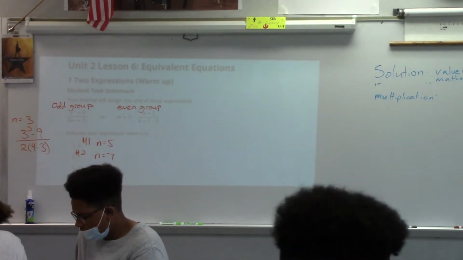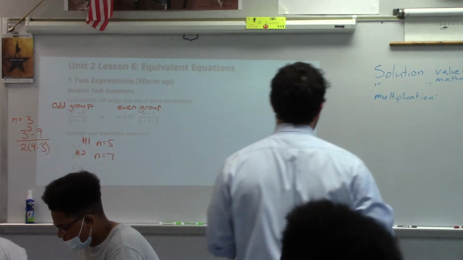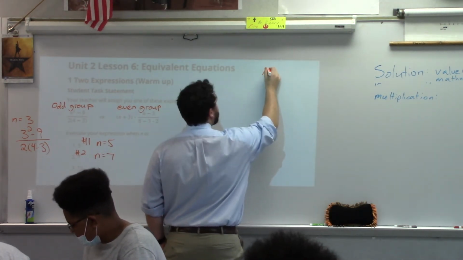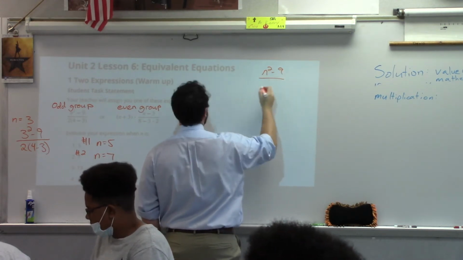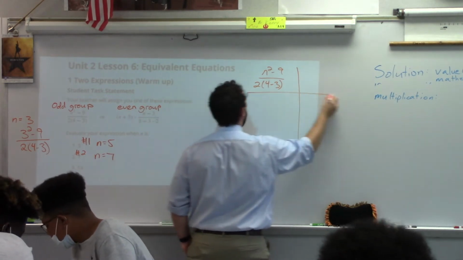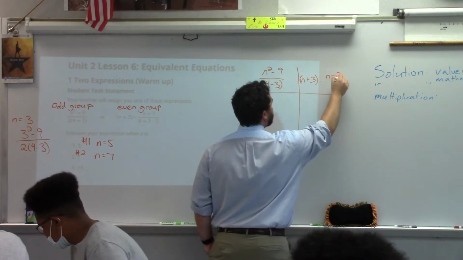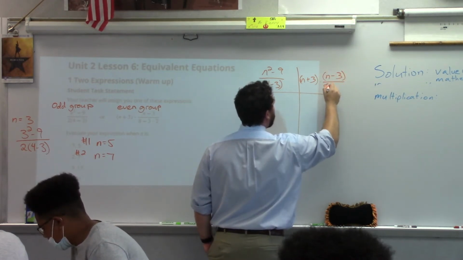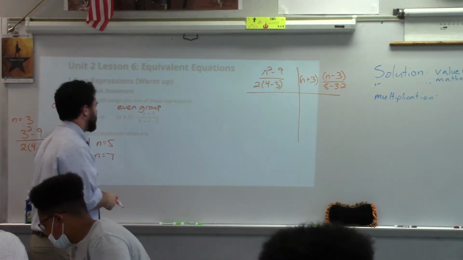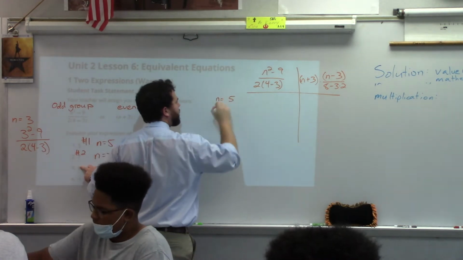Now let's go over these two expressions. Alright, so we have expression 1, n squared minus 9 divided by 2 times 4 minus 3. And we also have n plus 3 times n minus 3 divided by 8 minus 3 times 2. So we got two different expressions there, and we looked at n is equal to 5.